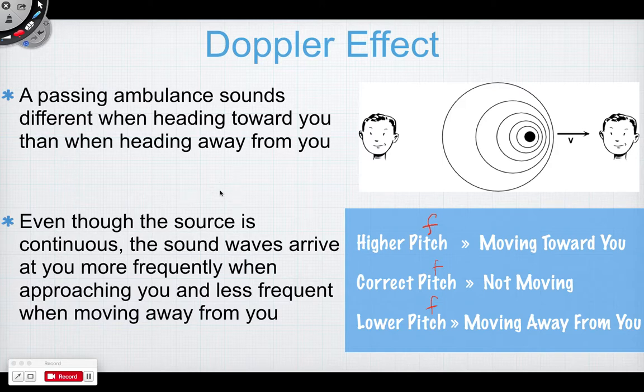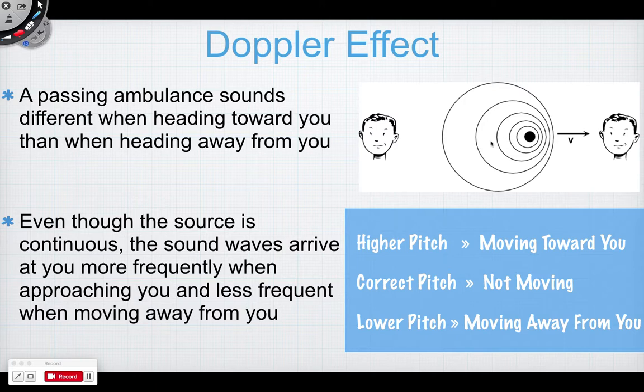Let's just say it's a siren. The best ones are probably a train horn. If you're at a train intersection, you hear that sound, I embarrass myself by making the sound, right as the train moves by fast while blowing its horn. That is a continuous sound, but to you, it sounds different. And the reason why is that the wavefronts, these little pressure zones, come more often to you when they're coming towards you and less often when moving away. It's because the source of the sound is moving.